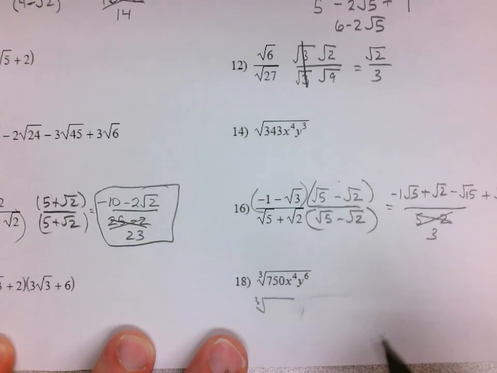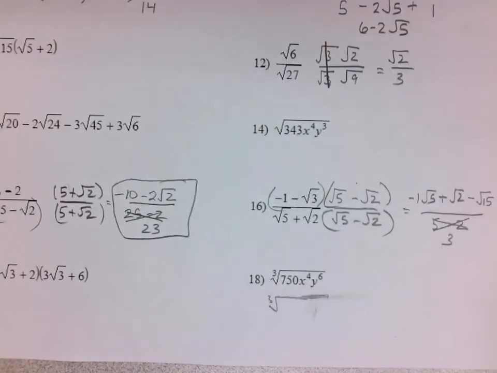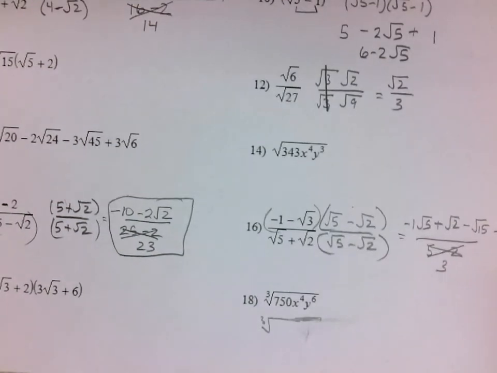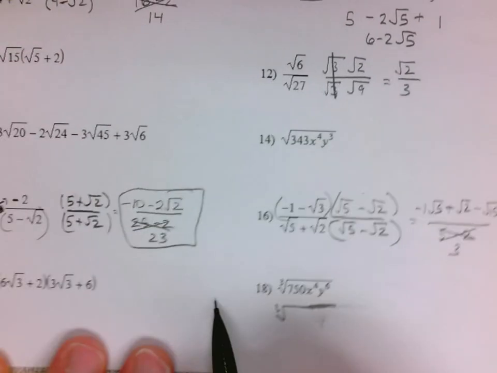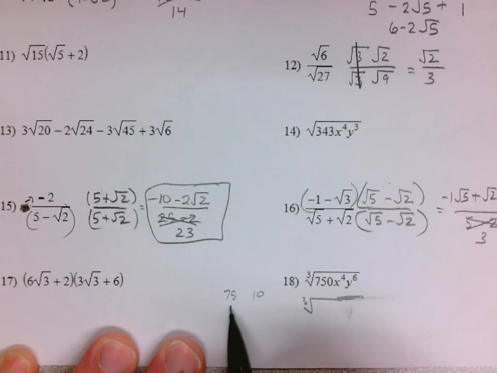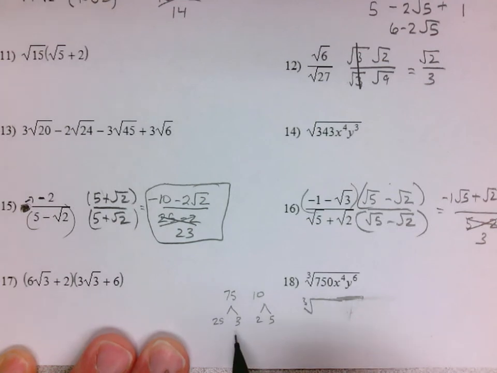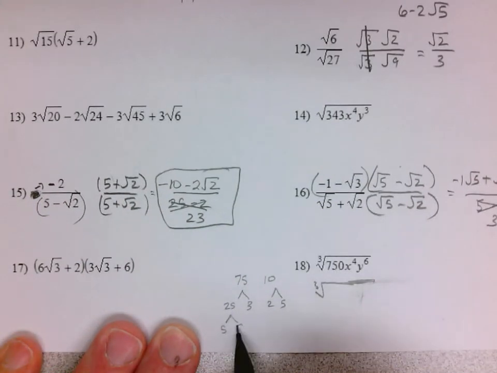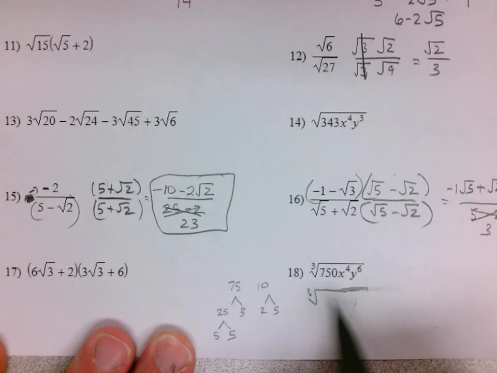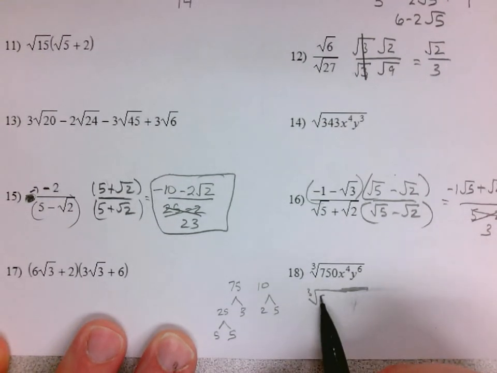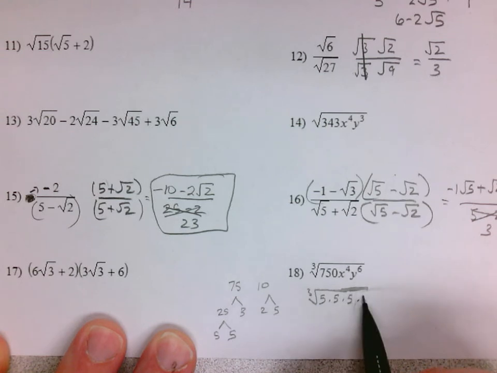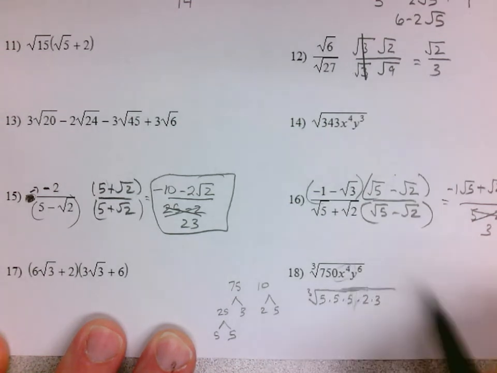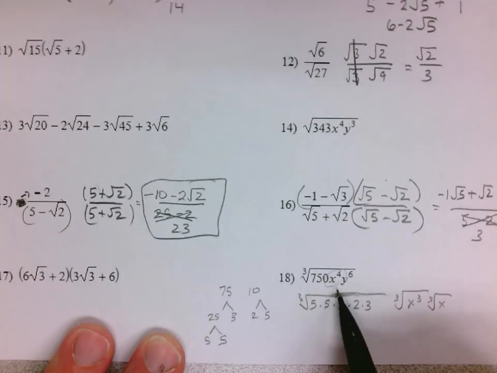So I'm going to factorize 750. Okay, I know that 750 is 75 and 10, so I know that. And 75 is 25 and 3, 10 is 5 and 2, and 5 and 5. So I can pretty quickly write the factors 5, 5, 5, 2, and 3. I know I can write that as a perfect cube with some leftovers. And I know I can write that as a perfect cube. It already is.